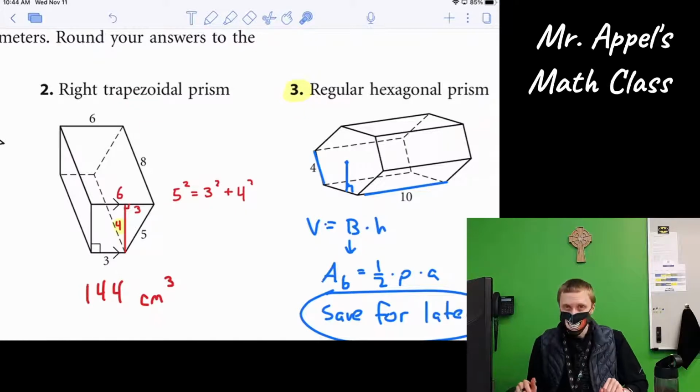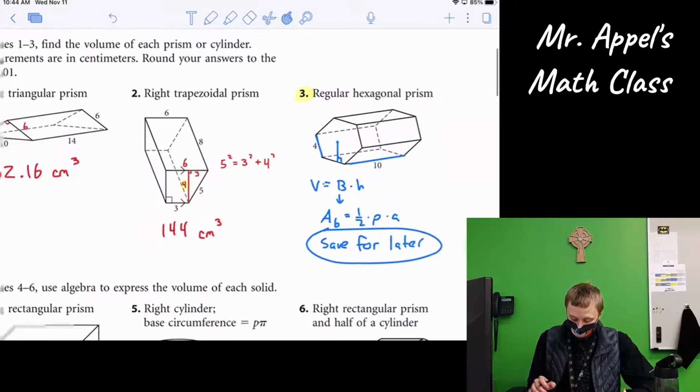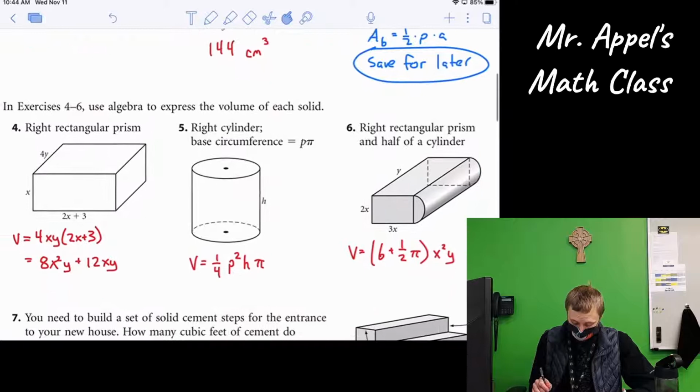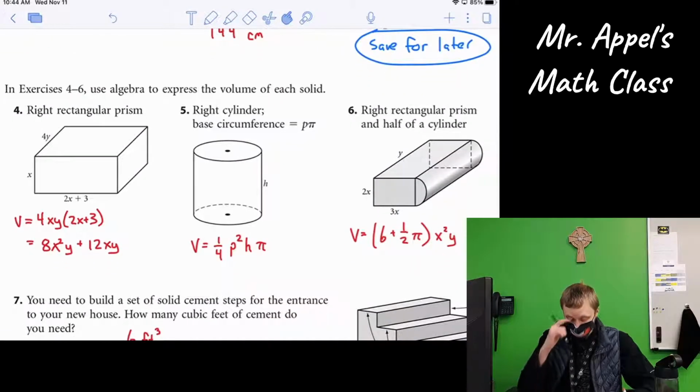A little bit more involved than we may have expected. But that's what makes it such good practice. All right, we're skipping 3. So let's come down to 4, 5, 6 now.